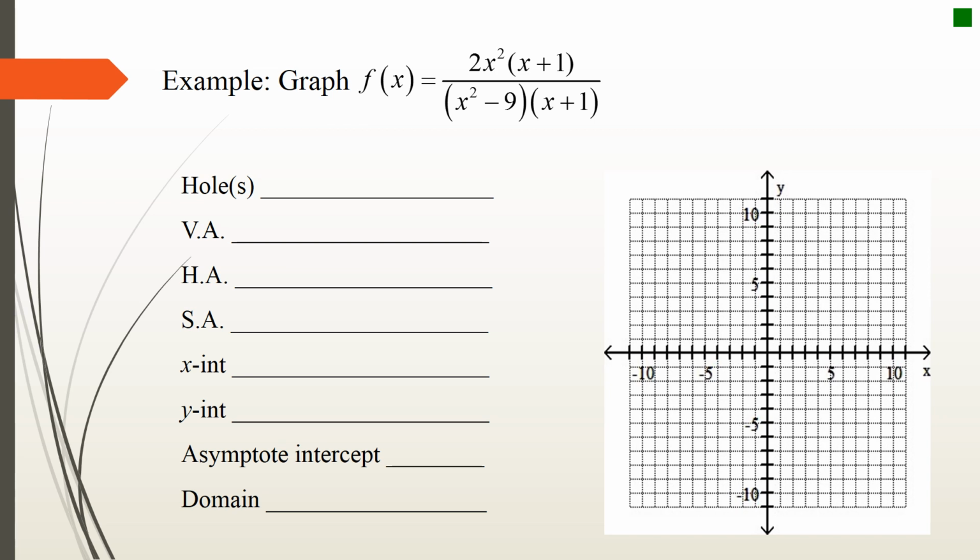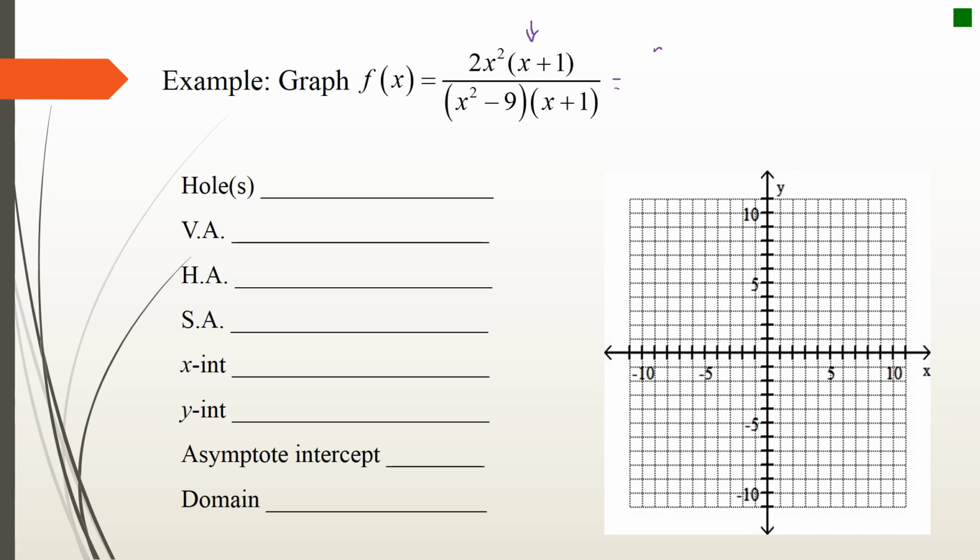Okay, we're going to start graphing now. We've got the function f of x equals 2x squared times x plus 1 in the numerator being divided by x squared minus 9 times x plus 1 in that denominator. And you may have to put this in. I think I have a typo on my notes.